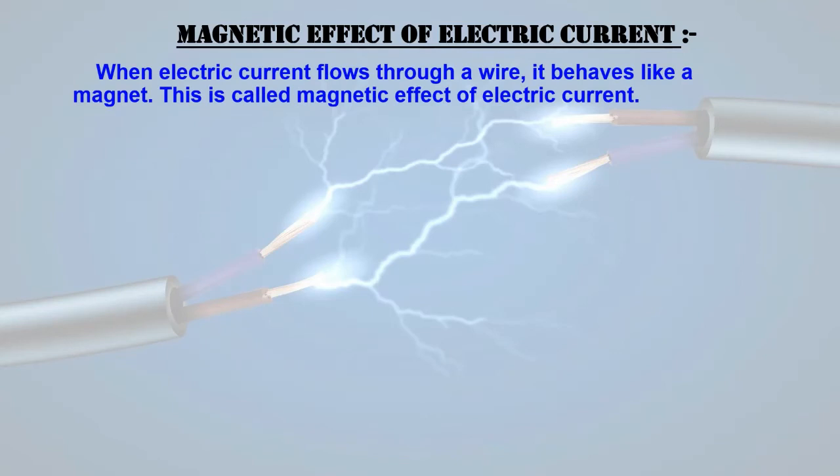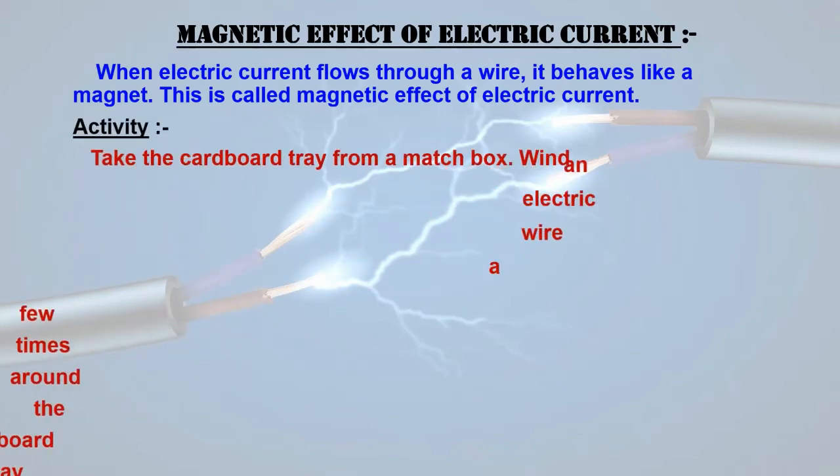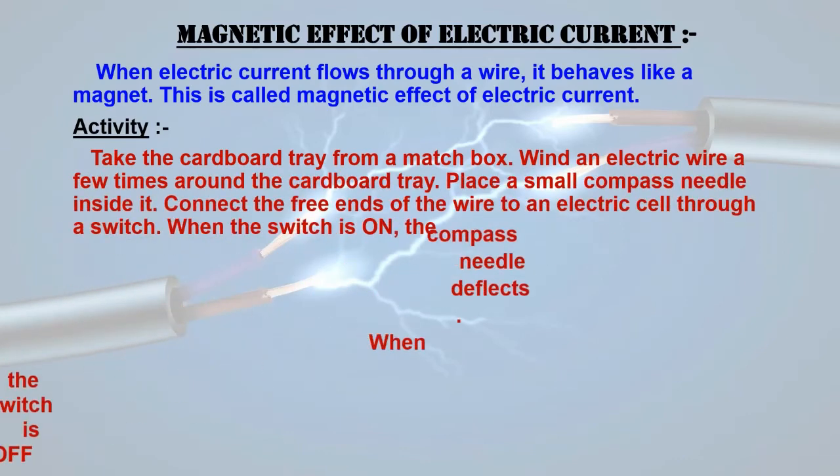So when an electric current flows through a wire, it behaves like a magnet. Now it does not become a magnet, it just behaves like a magnet as a temporary magnet. जब तक current flow होगा तब तक वो magnetic property exhibit करेगा और जैसे current flow होना बंद हो जाएगा, it will not hold the magnetic properties.